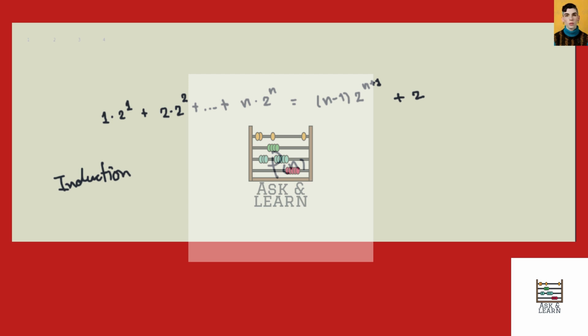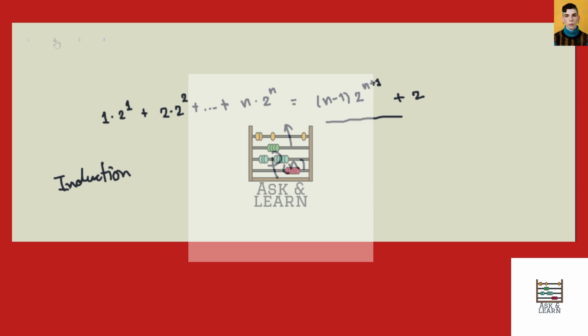Hi, in this question, we are asked to prove by induction this statement: the sum of i times 2 to the power i, for i from 1 to n, equals this formula, (n minus 1) times 2 to the n plus 1, plus 2. With this, we will call it the statement P(n), where n is a positive integer. Now, using induction, we have two steps to prove.